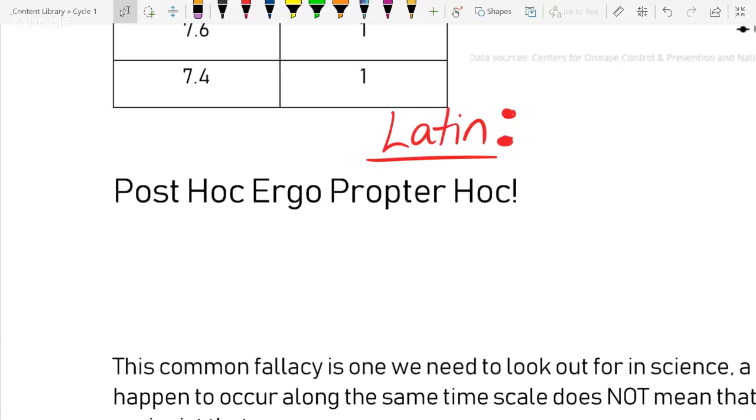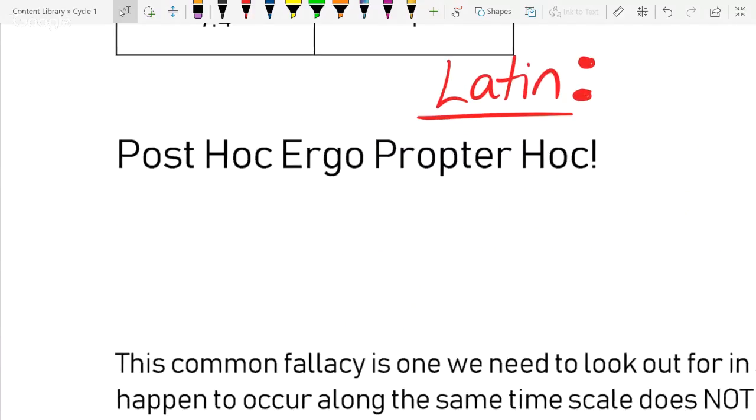So here we go. This is the fallacy of post hoc ergo propter hoc. Say it with me now. Post hoc ergo propter hoc. Yeah, you guys suck. Okay, so let's break it down. Because you guys know this. You are better Latin linguists than you give yourself credit for.